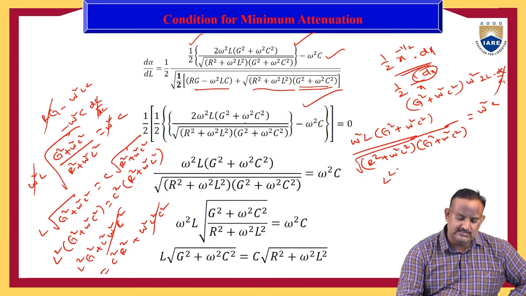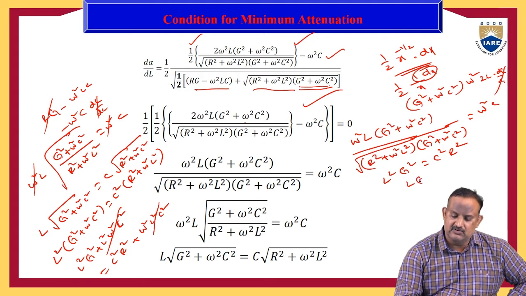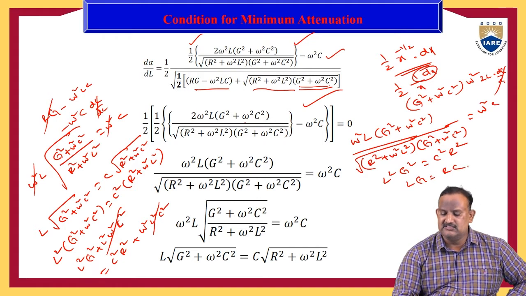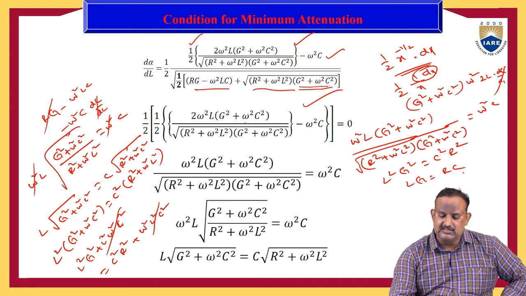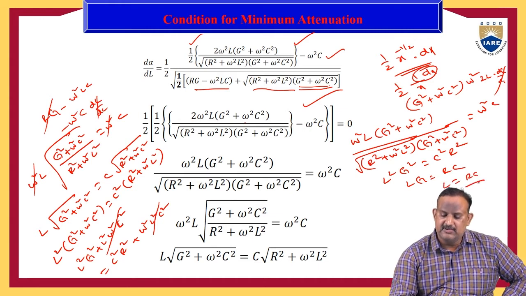Therefore we have L square G square equal to C square R square, or LG equal to RC. Therefore, L is equal to RC by G.